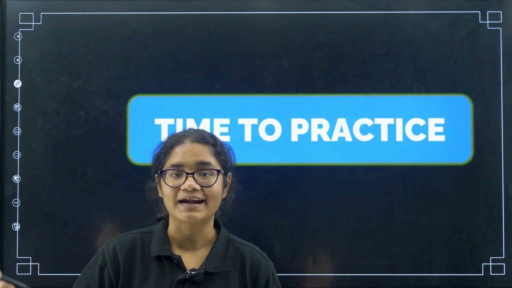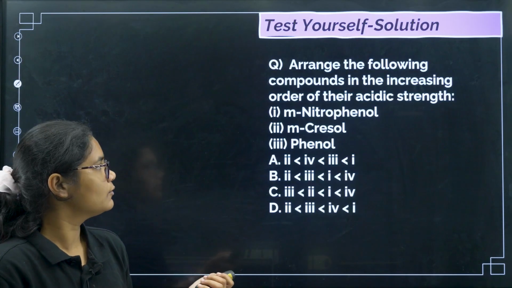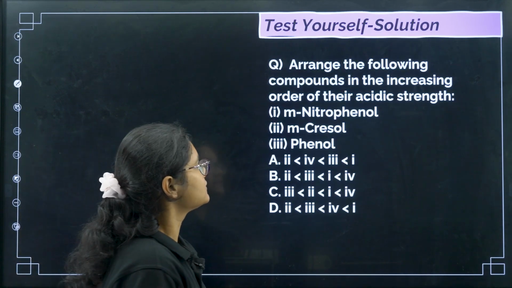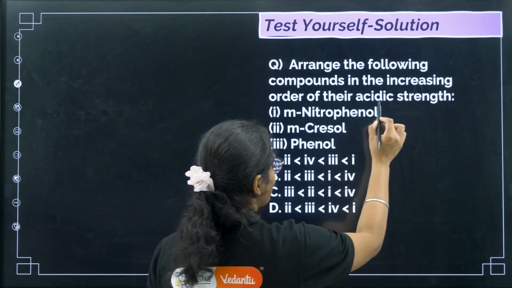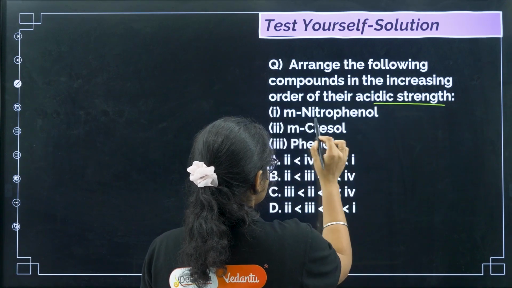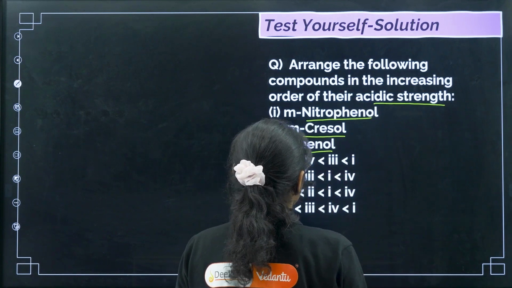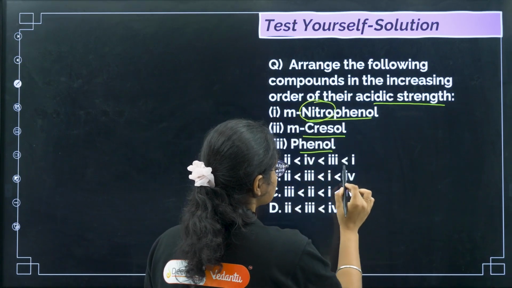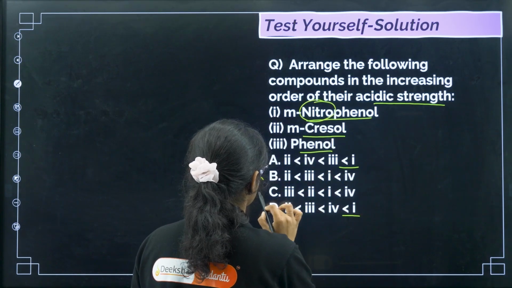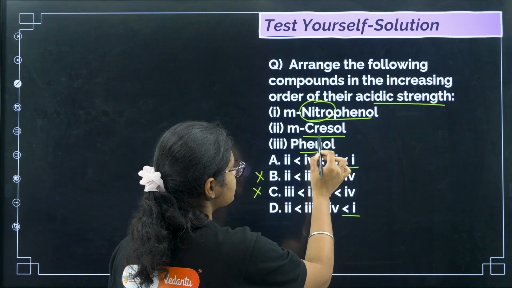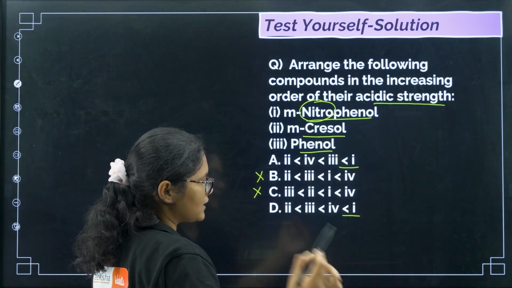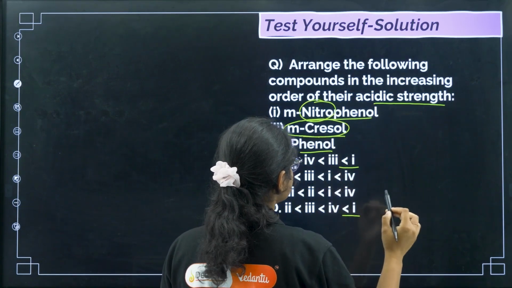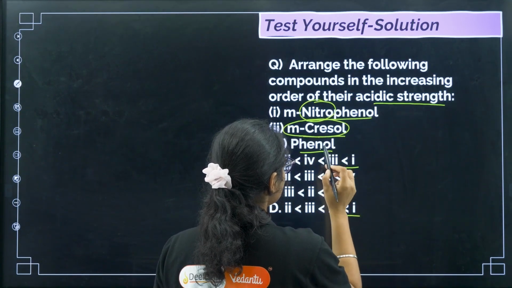Now it's time to practice certain questions, okay. Before that I'll tell you the answer of the homework question that I gave you in my last class. You have to arrange in the order of their acidic strength. First of all, nitrophenol, cresol and phenol. Nitro is an electron withdrawing group, so it will be highly acidic, so it will be highest, so we can eliminate these 2 options. Next, cresol has the OCH3 group, which is an electron donating group, so this one will definitely reduce the acidity, so phenol will come after nitrophenol.